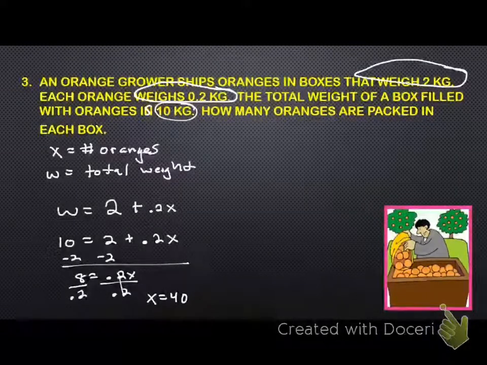There are 40 oranges packed in each box. Does that make sense? 40 oranges in a box? Yeah, that makes sense. If you told me 10 million oranges in a box that only weighs 10 kilograms, I'd be really worried about you guys. But that totally makes sense.